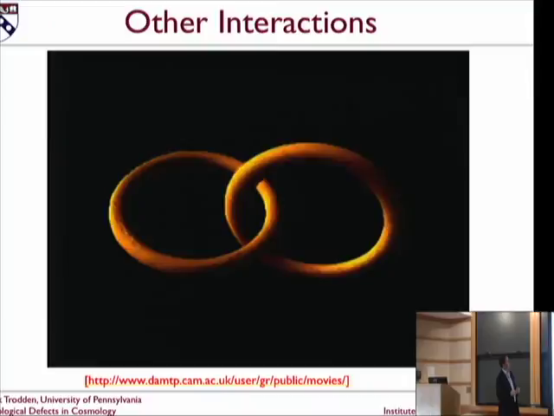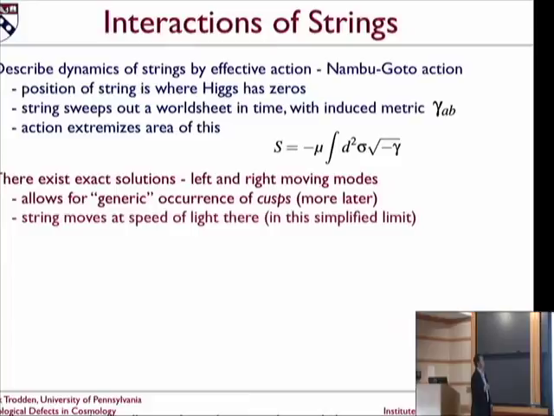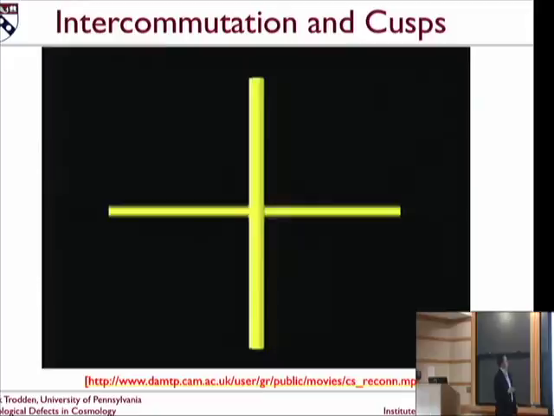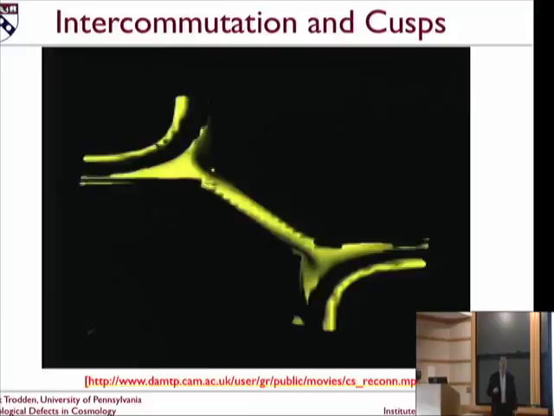Too much stepping back and too much animation. So this thing comes in, and then you'll see this part of this string join with that one and go off, and that's what I mean by intercommutation. It's very cool. More complicated things can happen, okay?